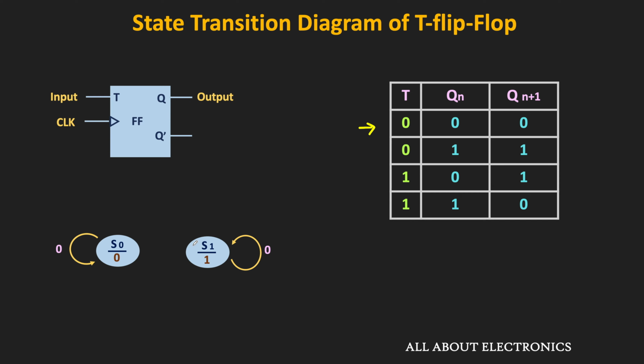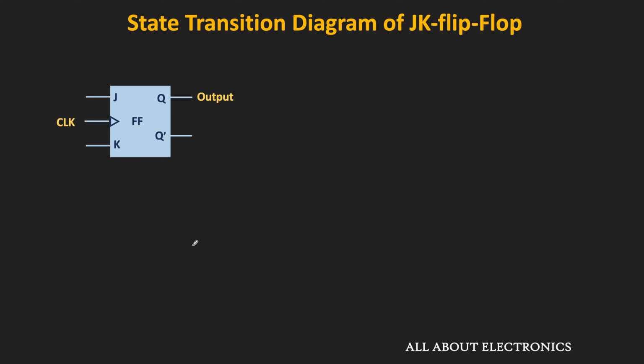But when the input is equal to 1, then there will be a state transition and the output of the flip-flop will toggle. That means if the flip-flop is in S0 state and if the input is equal to 1, then there will be a state transition from S0 to S1 and the output of the flip-flop will also toggle from 0 to 1. Likewise, if the flip-flop is in S1 state and if the input is equal to 1, then it will go from S1 to S0 state and in that case, its output will also become 0. So this is the state transition diagram of the T flip-flop. Similarly, now let us see the state transition diagram of the JK flip-flop.